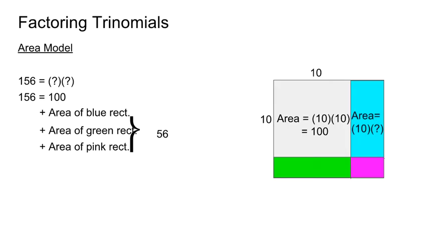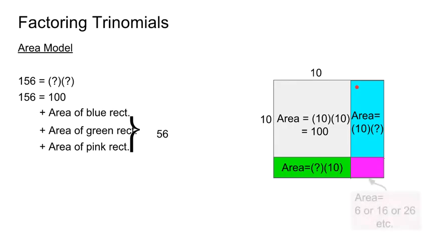Okay, so we already know that for the blue part, the length is 10. We don't know what the width is. The green one has a width of 10. We don't know what the length is. The reason we know these things is because this length right here has to be the same as the length of the gray one, which we know to be 10. And this width right here has to be the same as the width of the gray part, which is also 10. So we know some things about the blue and the green, but we don't know everything.